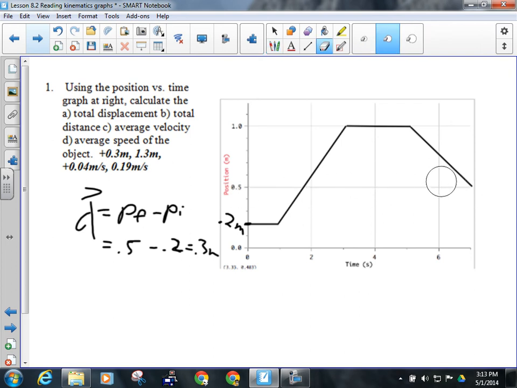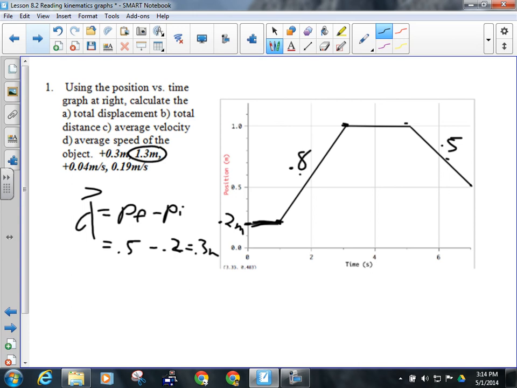Now Cam pointed this one out earlier. He said if you want to find the total distance traveled, you've got to add all the parts together, because distance isn't a vector, it's a scalar. How far does it go here? 0, it's flat. In this part it goes from 0.2 to 1, so that's 0.8. And here it goes from 1 to 0.5, so that's 0.5. That tells me the total distance traveled would be 0.8 plus 0.5. Does it matter that this is backwards? Not if I'm looking for distance. So 1.3 meters, 0.5 plus 0.8.